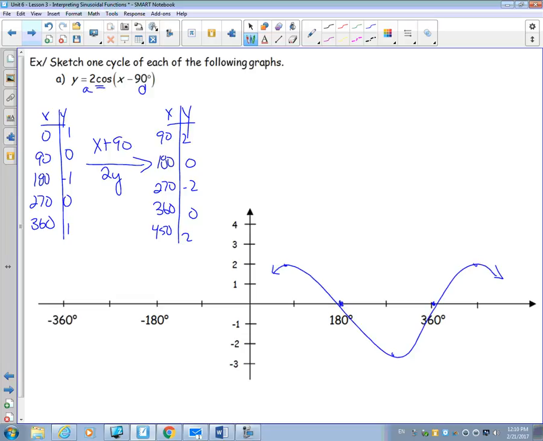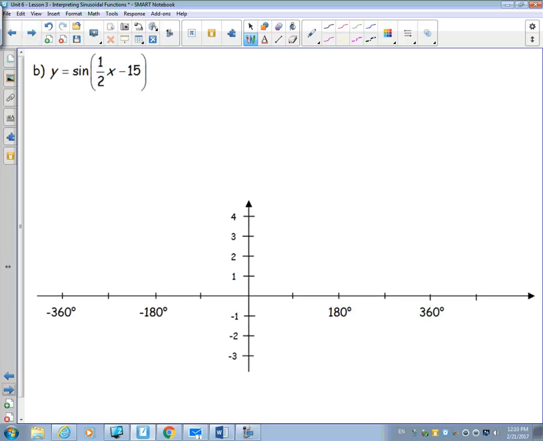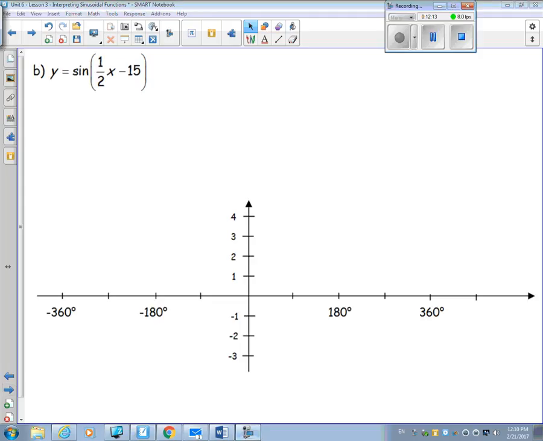As long as you know our parent function, know our transformations, and they haven't changed since day 1. Try the second one. You've got to pause it, give it a try, okay?